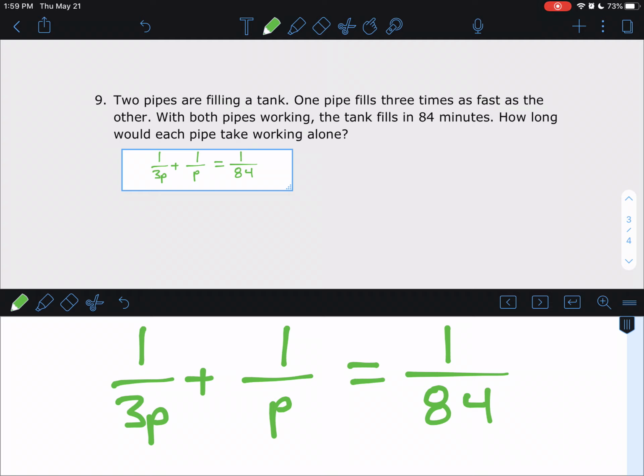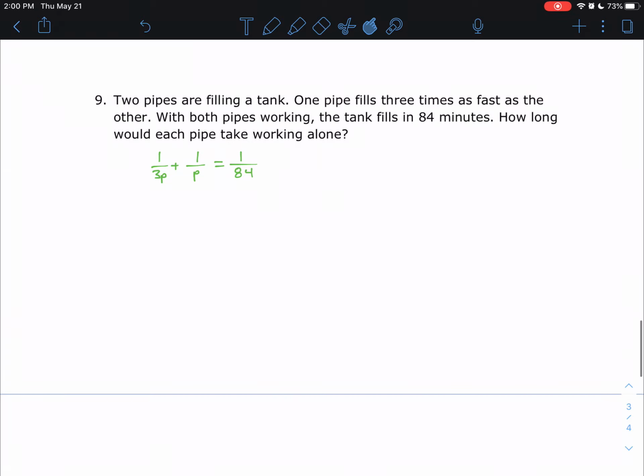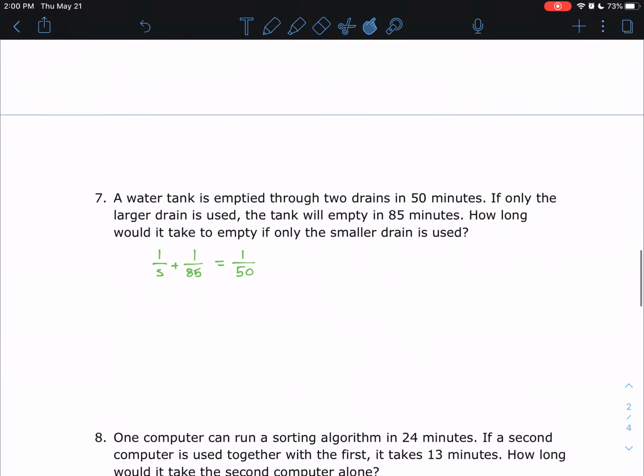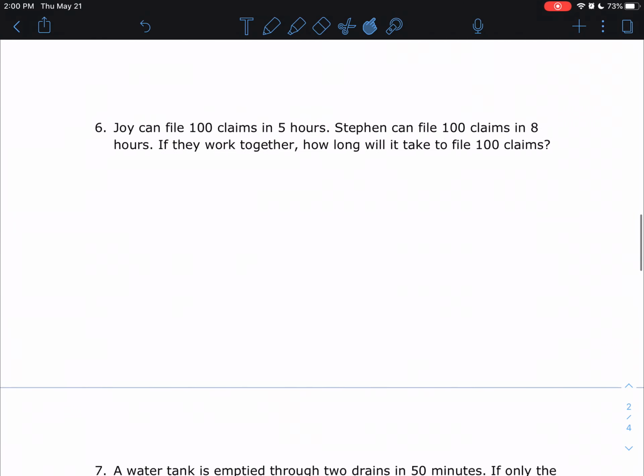And that is all you're going to have to do for this one. So 1 over 3P plus 1 over P equals 1 over 84. And solve for P. I believe number 7 and 8 will both give you decimals, but number 9, maybe. It's been a while since I've done this worksheet.